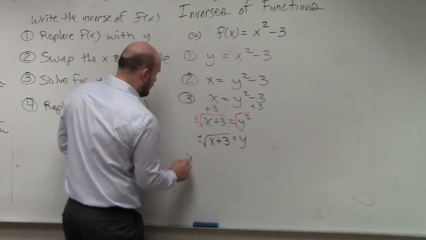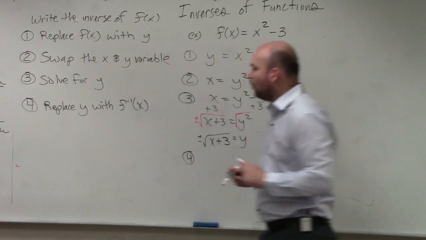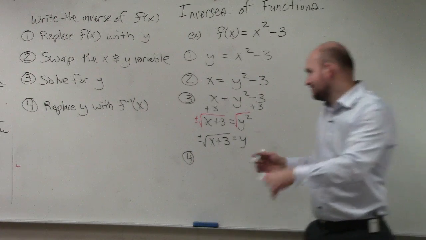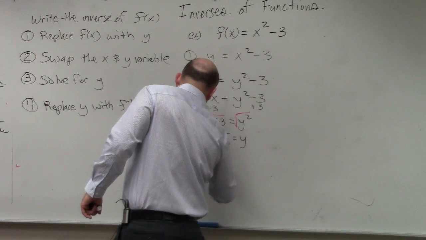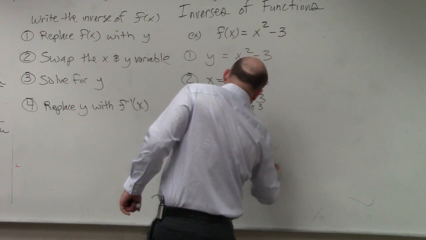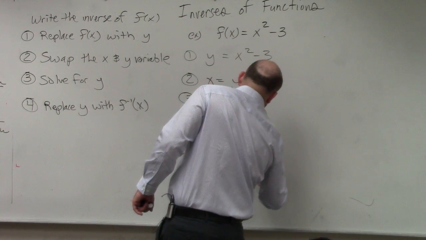Then step number 4 is to replace y with f of x. And then I'm just going to write it with it on the left-hand side, if that's OK. So it's going to be f inverse of x equals plus or minus the square root of x plus 3.